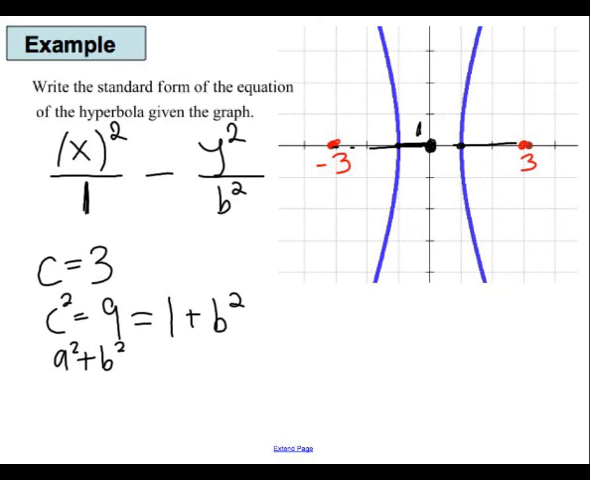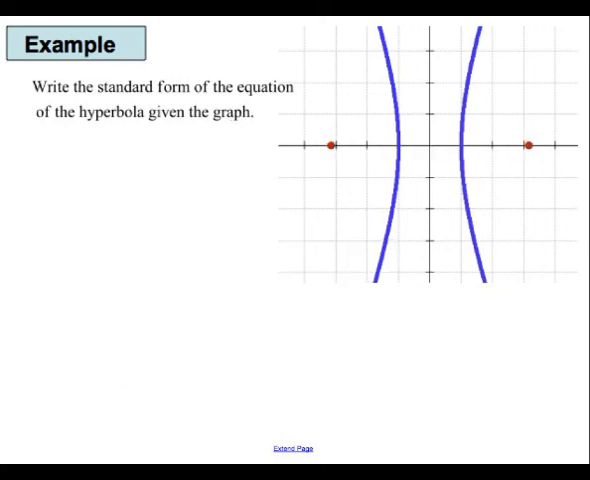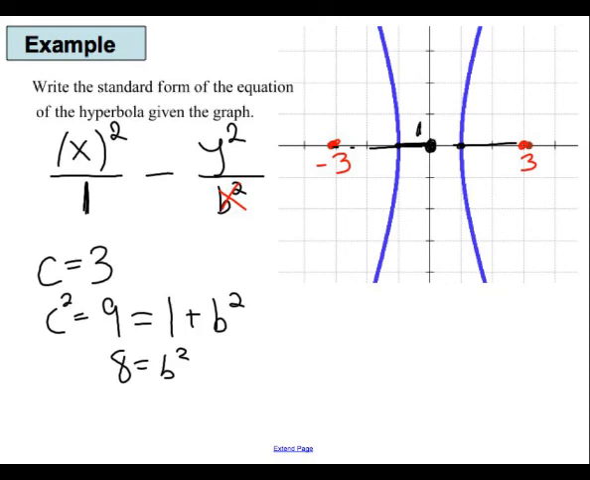So what we're going to do now is solve for b squared. Let's see, subtracting 1 from both sides, we get 8 equals b squared. Well, since my rule has b squared in it, I can stop right there and change this out with 8. So this value here is going to be 8. And if I wanted to draw in the boxes, I could, but the important part was to write the rule, and we've written the rule.